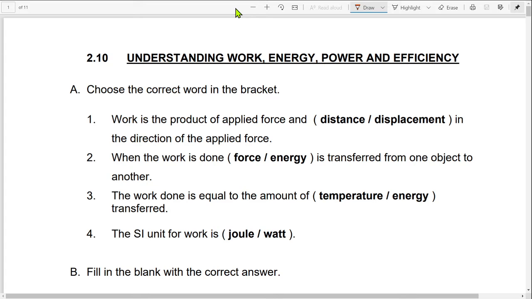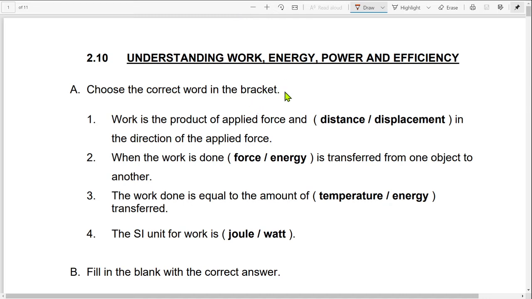untuk hari ini. Kita akan bincangkan subtopik 2.10 Understanding Work, Energy, Power and Efficiency. Ini adalah bab yang kedua, tingkatan 4 dalam topik besarnya Motion and Forces. So we just go straight to the business.